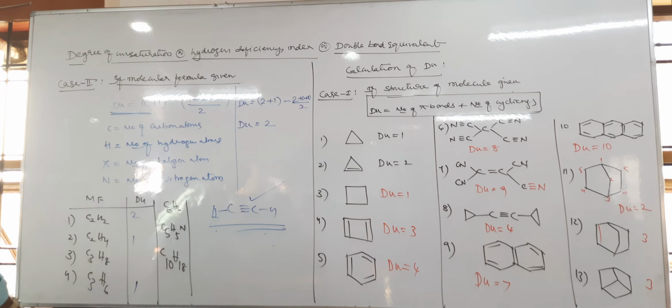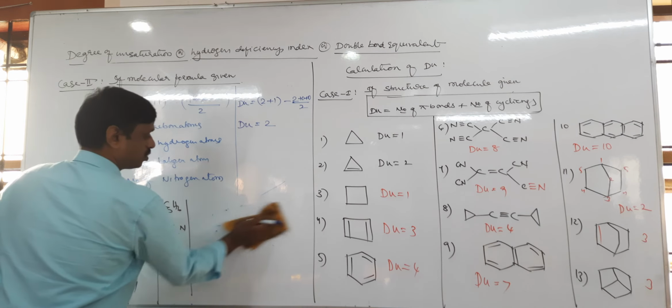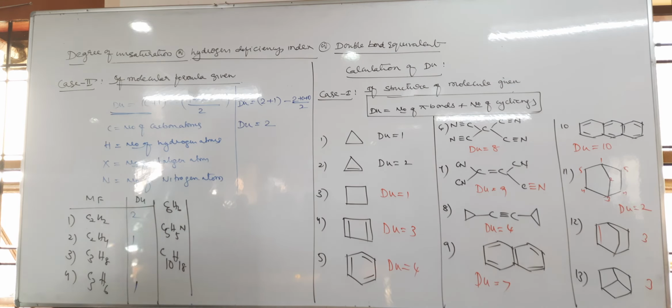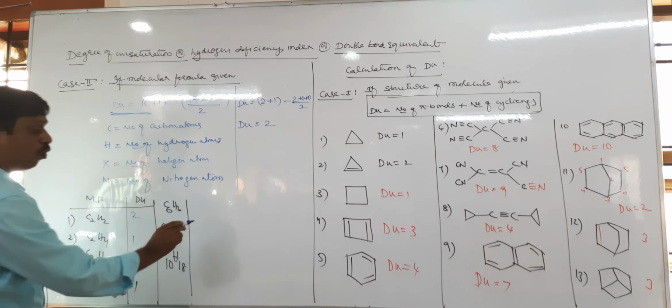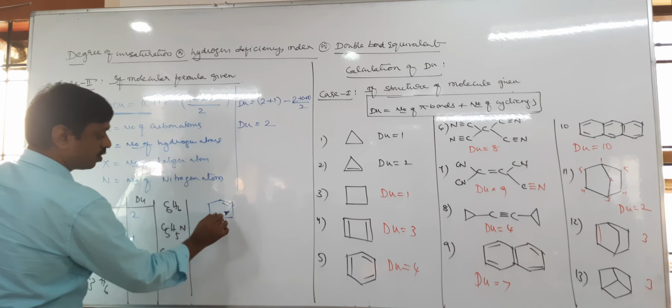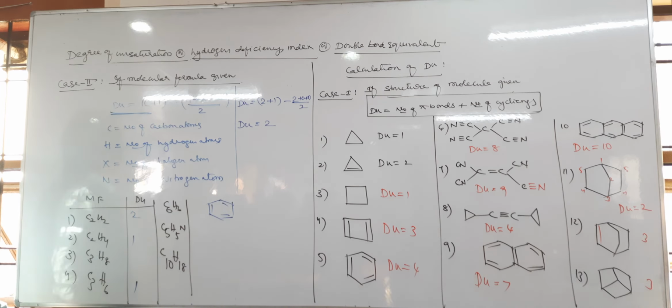C6H6. Calculate the DU. DU is 4. That means it is benzene, no? 1 cyclic ring is there and 3 pi bonds are there. DU is 4. Next, C5H5N.